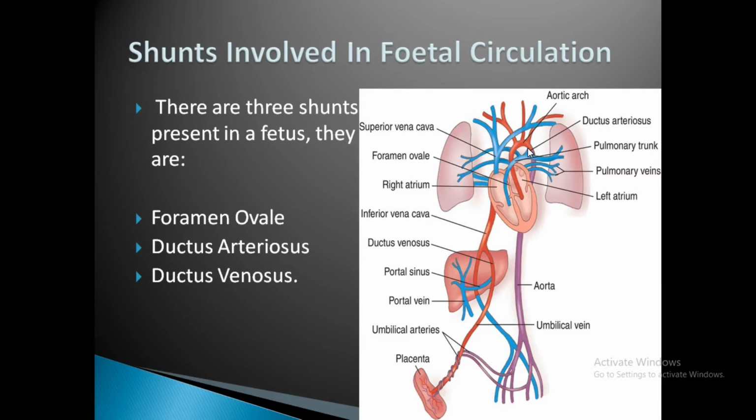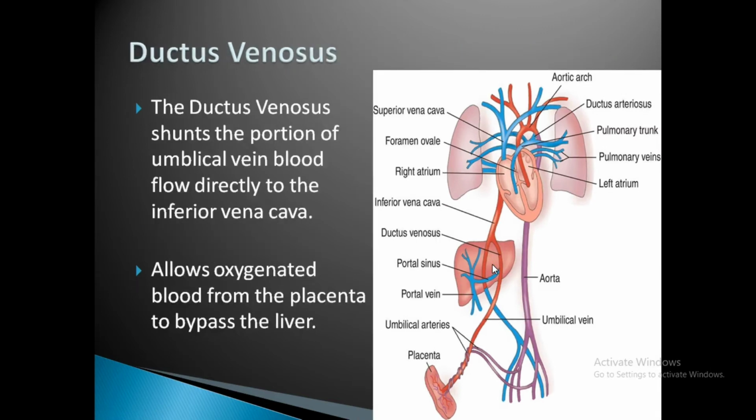And how many shunts are there in fetal circulation? There are three shunts. First of all, we have the foramen ovale. This is the foramen ovale. Then we have the ductus arteriosus, and the third shunt is the ductus venosus. So there are three shunts in the fetal circulation. Starting with the ductus venosus: see, this is the ductus venosus.